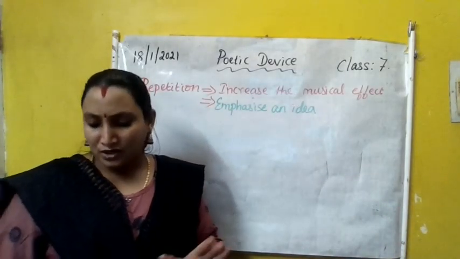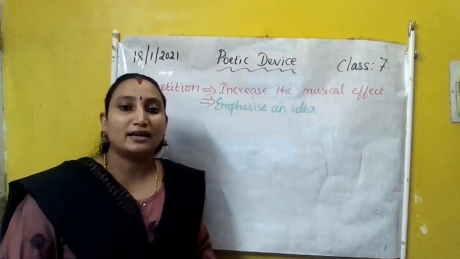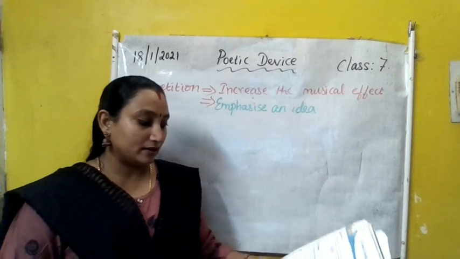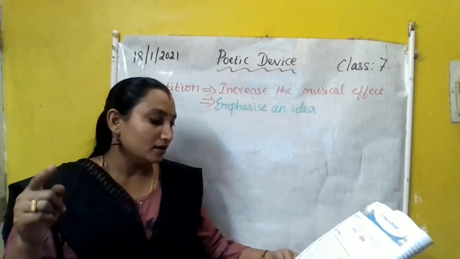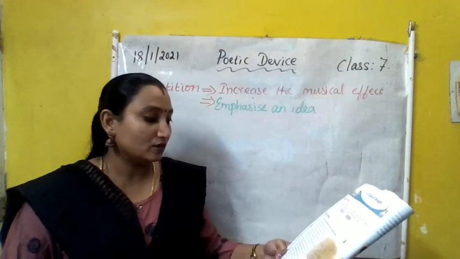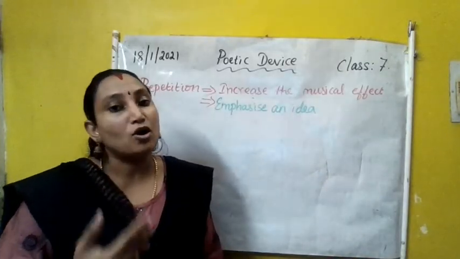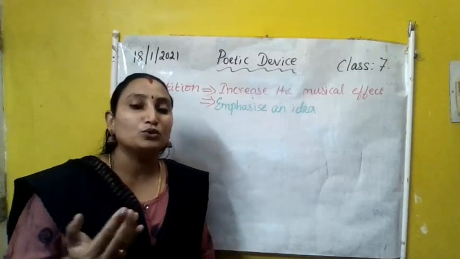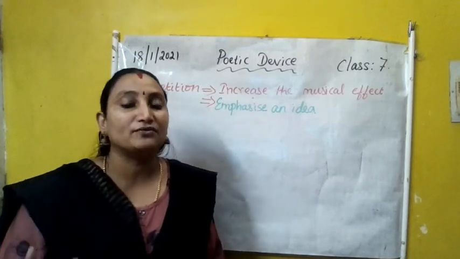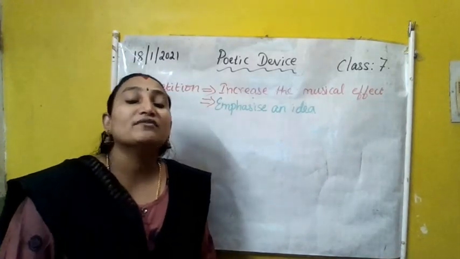So in this poem, which line has been repeated again and again, or which word has been repeated again and again? The river of God is full. Isn't it? The river of God is full has been repeated in all the three stanzas. At the end of the line of each stanza is what? The river of God is full.